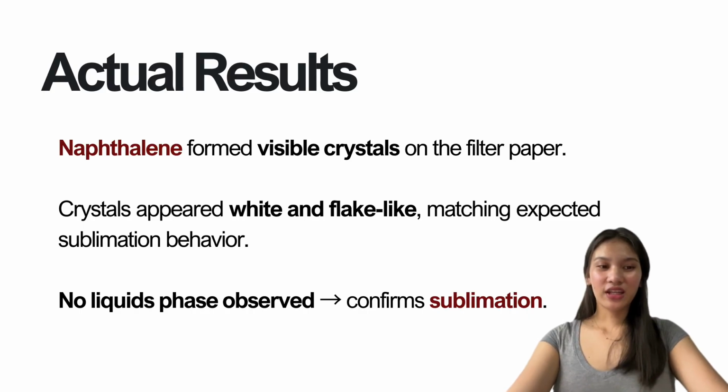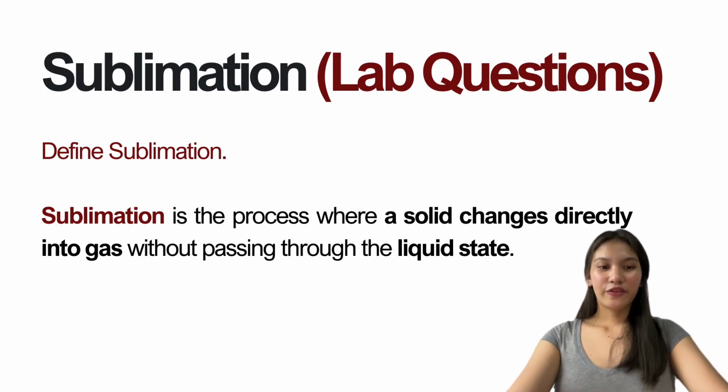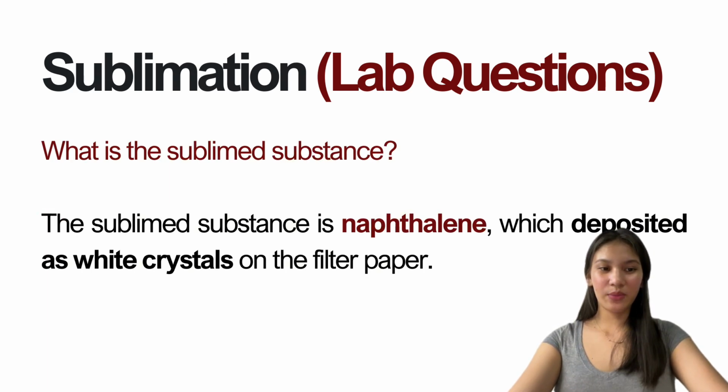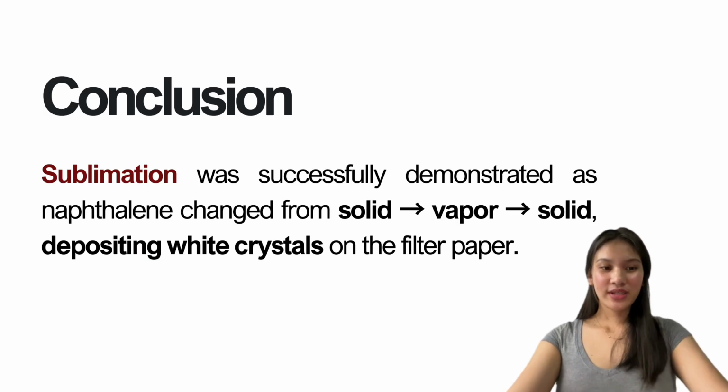And for the sublimation, lab questions are: first, define sublimation. Sublimation is the process where a solid changes directly into gas without passing through the liquid state. And the second question is, what is the sublimated substance? The sublimated substance is naphthalene, which deposited as white crystals on a filter paper. And for conclusion, sublimation was successfully demonstrated as naphthalene changed from solid to vapor to solid, depositing white crystals on the filter paper.